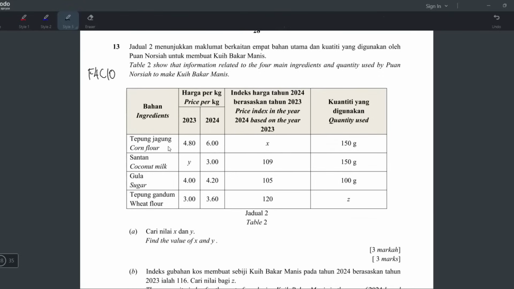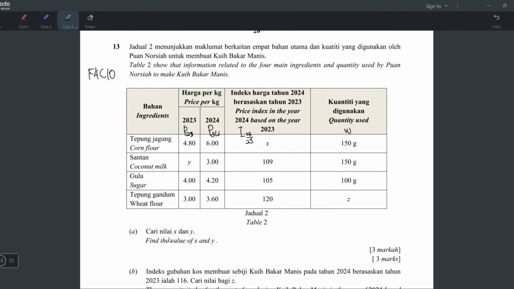So all these ingredients are used to make this kueh. And then you have all these values here. This one is the price per kg. So I'll write P23, where P represents price, and P24 represents price. This one is the price index, so that's the I. It's for 24 based on 23, so 24 on top, 23 at the bottom. And then quantity used. This one is the weightage, confirm.